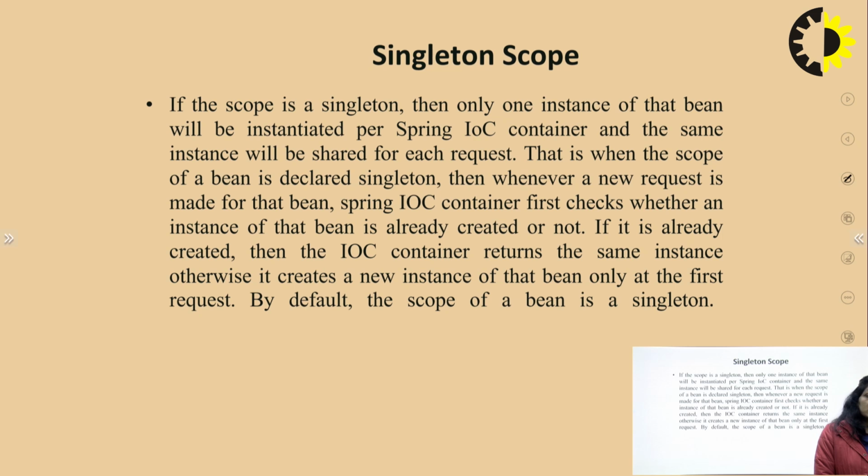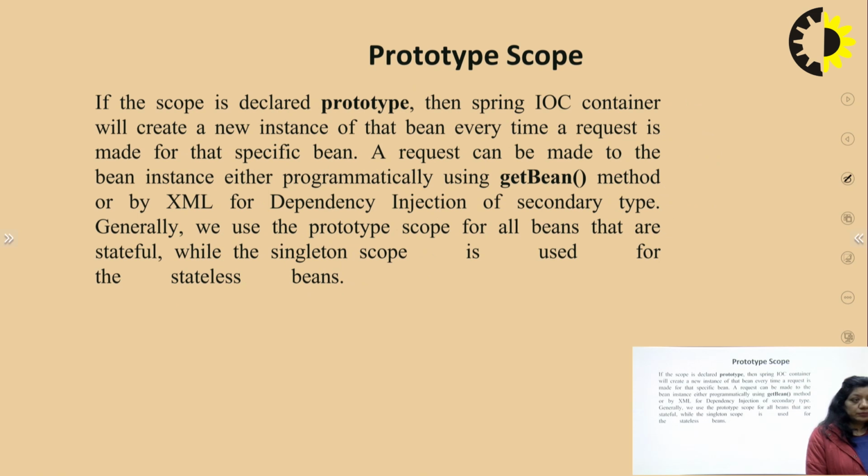If the scope is singleton, then only one instance of that bean will be initiated by the Spring IOC container, and the same instance will be shared for each request. That is, when the scope of a bean is declared singleton, then whenever a new request is made for that bean, the Spring IOC container first checks whether an instance of that bean is already created or not. If it is already created, then the IOC container returns the same instance, otherwise it creates a new instance for that bean only at the first request. By default, the scope of a bean is singleton.